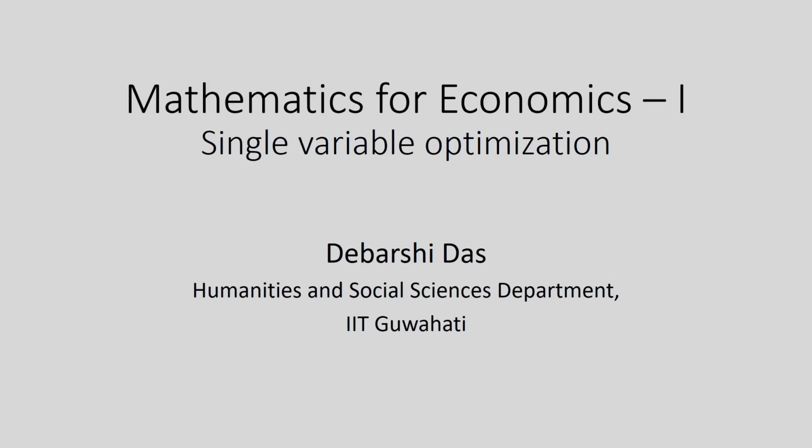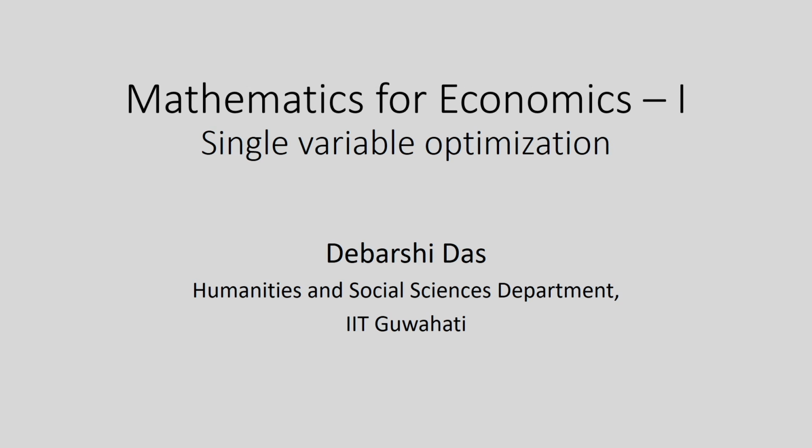Good morning everyone. So, welcome to another lecture of this course Mathematics for Economics Part 1. The topic that we have been covering in the last two lectures is called single variable optimization, as you can see on your screen. So, what happens in a single variable optimization? Let us recapitulate a little bit.